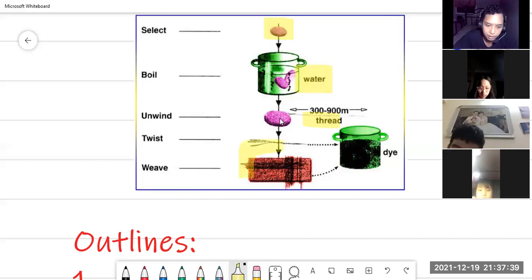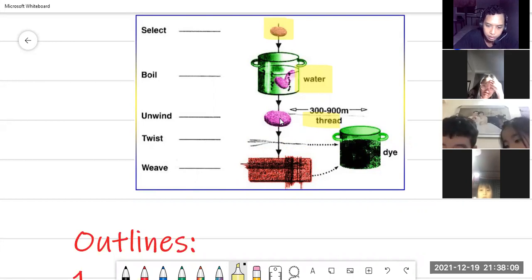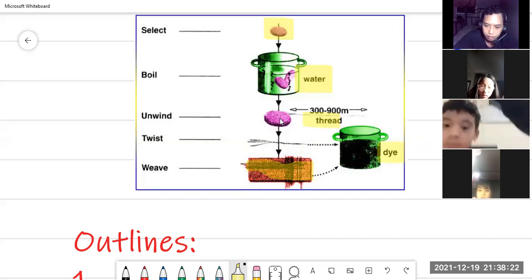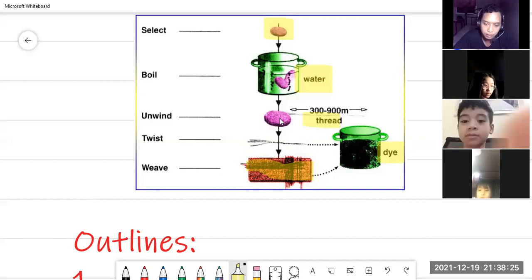What is this? Can you hear me, Thui? It is weave. Okay, so when the thread has become 300 to 900 meters, then it is woven into this kind of thing, and after it becomes this, we put it in a dye. Do you know what dye is? Yes, I know. It's like a color for the cloth.